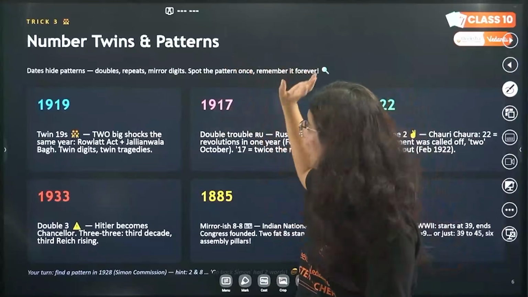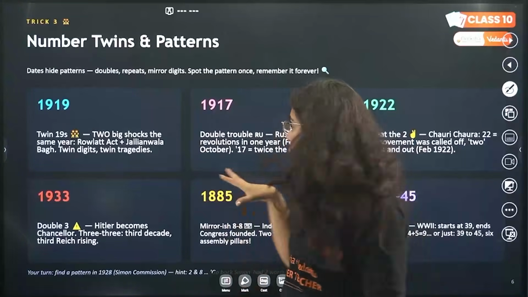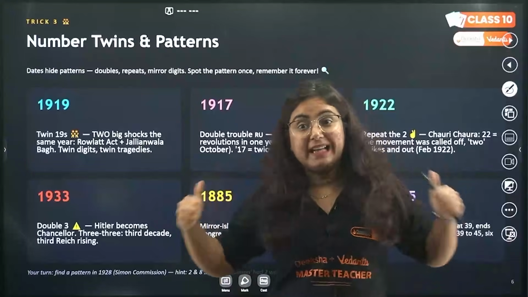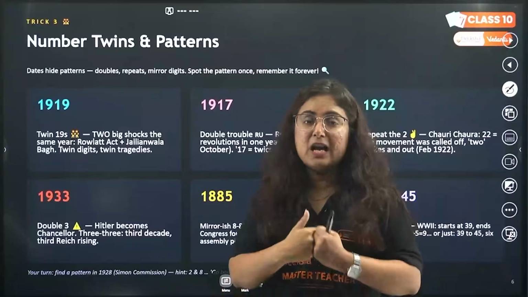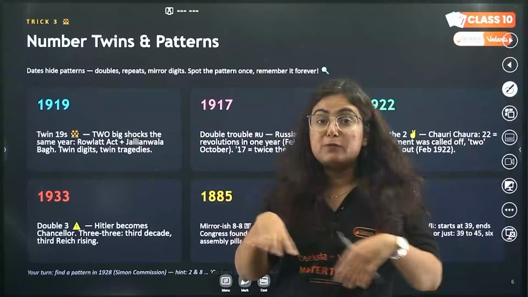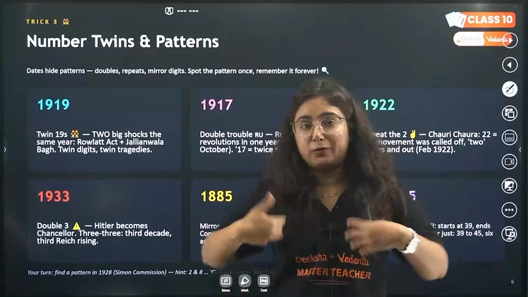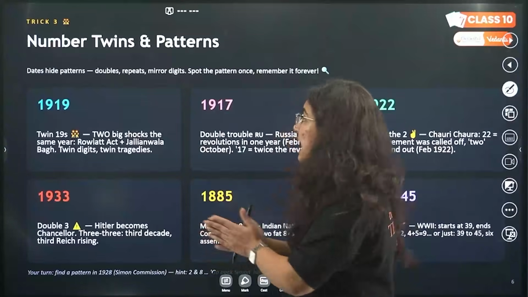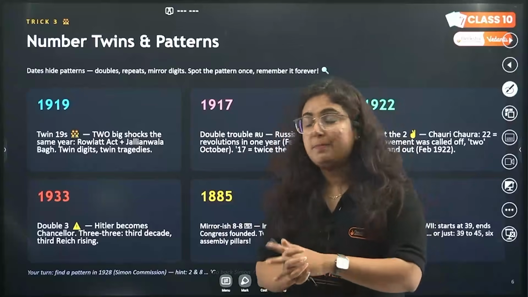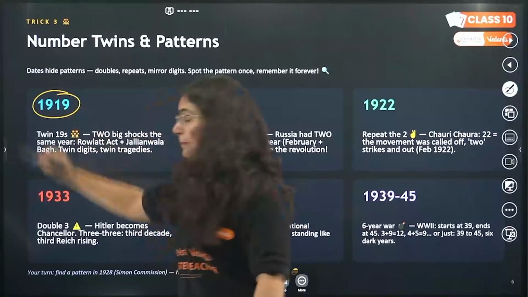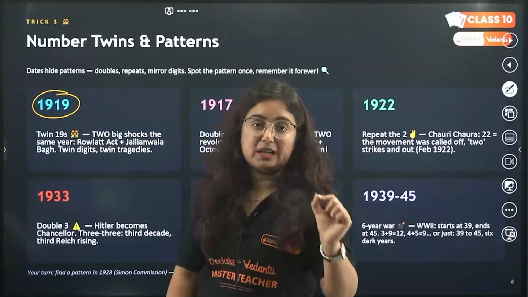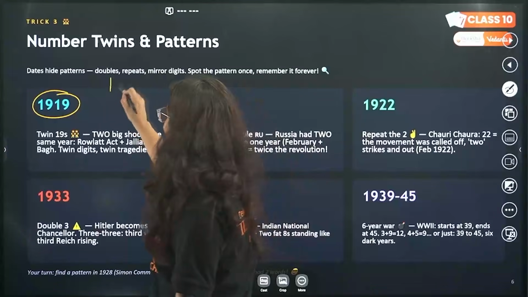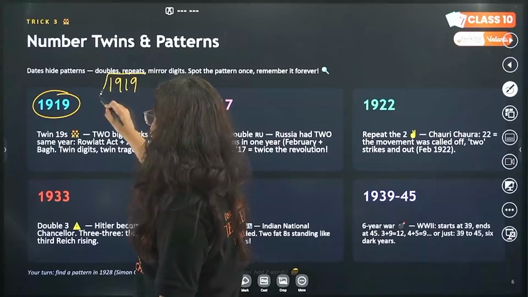Number twin in pattern, this is up to you. By the way, I don't particularly like this, but I have seen a lot of students doing this, remembering this. So I thought that this is more of a student-friendly pattern, not a teacher-friendly pattern, but yes, it is a student-friendly pattern, like 1919. Right? There are certain events that happened in the same year. What we can do is club these dates and remember them with this 1919.